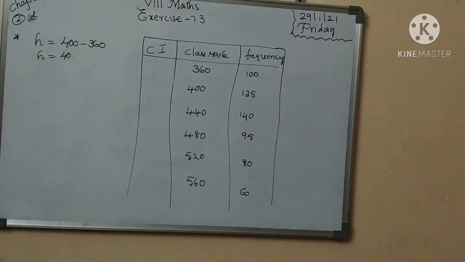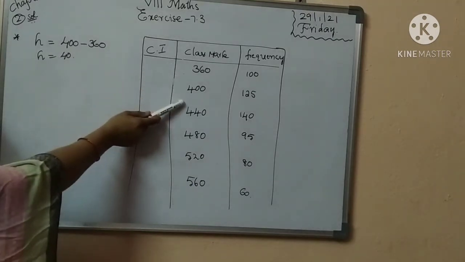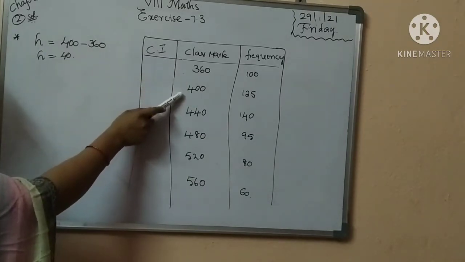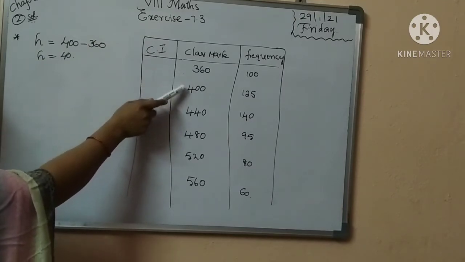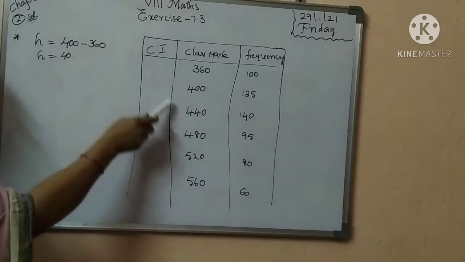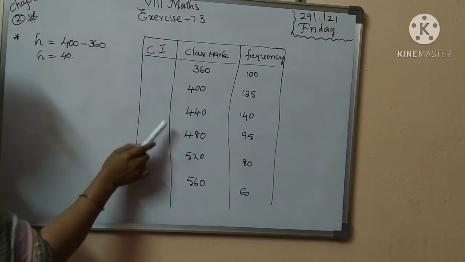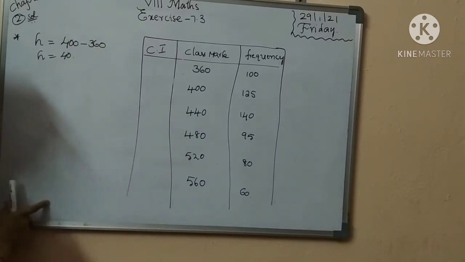How do we find the class interval? It is very easy. What is h here? It is the difference between the mid values of two consecutive classes. Take any two values: 400 minus 360 is 40, 440 minus 400 is 40. So the difference h is 40.